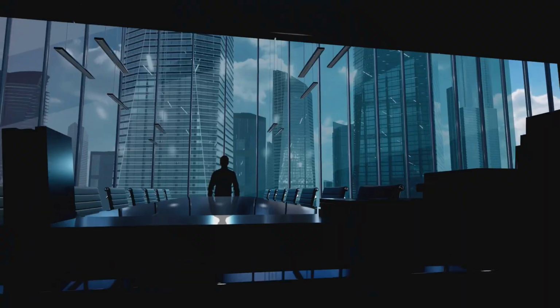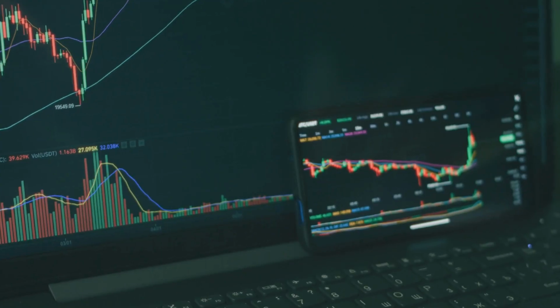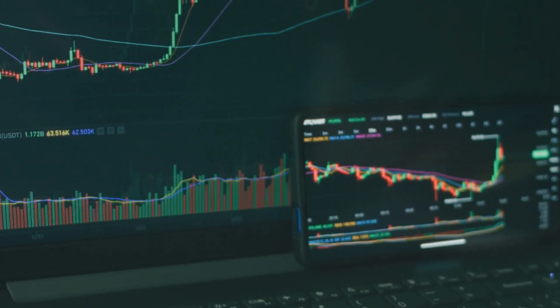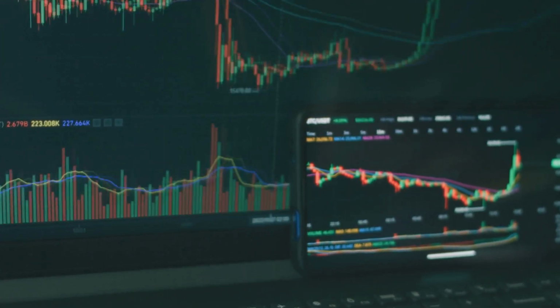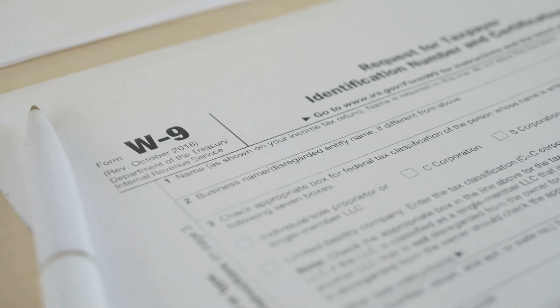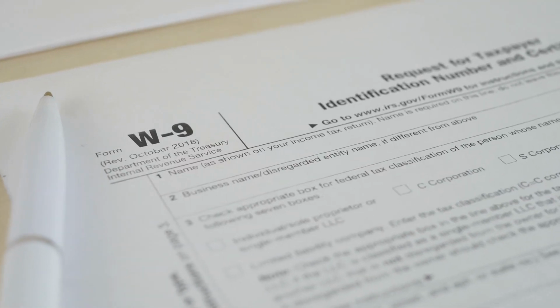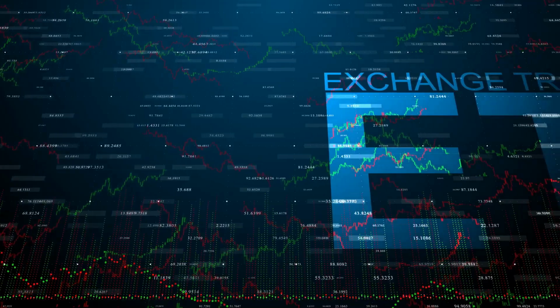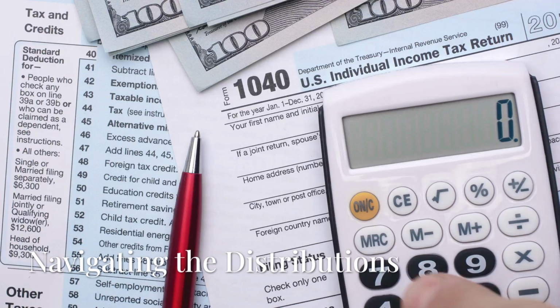Let's dive into how ETFs are taxed. Selling ETF shares for a profit incurs a capital gain. Only 50% of that gain is taxable. ETFs distribute dividends like mutual funds. Tax treatment of dividends depends on the ETF type and its underlying assets.